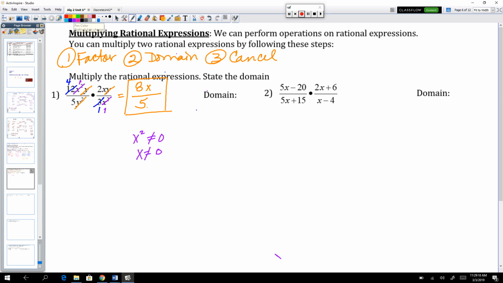Also, I have a y squared on the bottom. That can't be equal to 0, and therefore y can't be equal to 0. So my domain is x cannot be equal to 0 and y cannot be equal to 0.